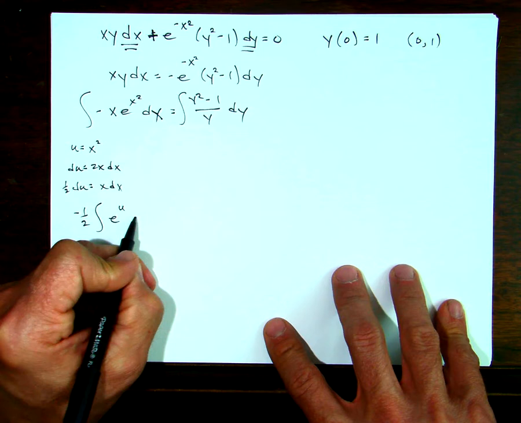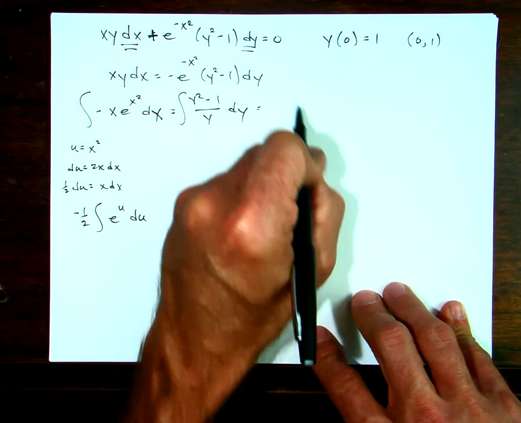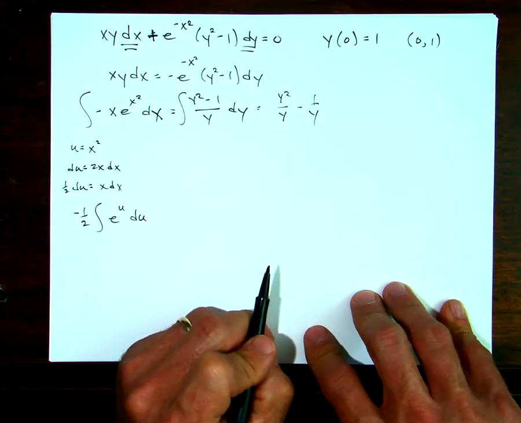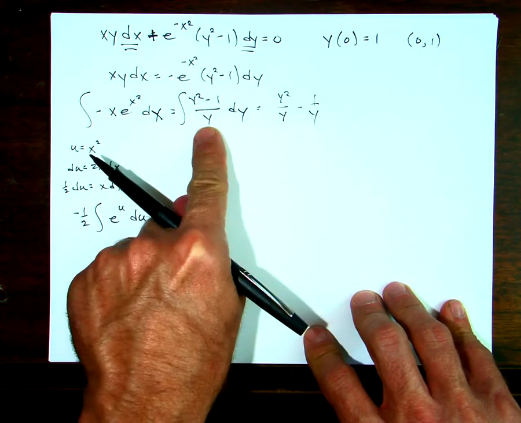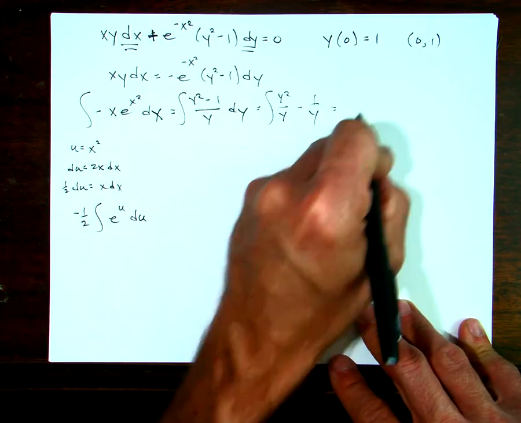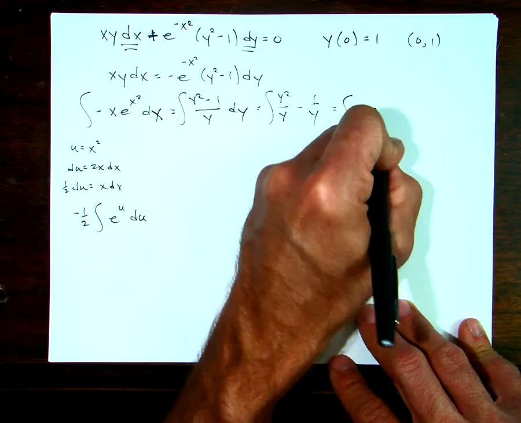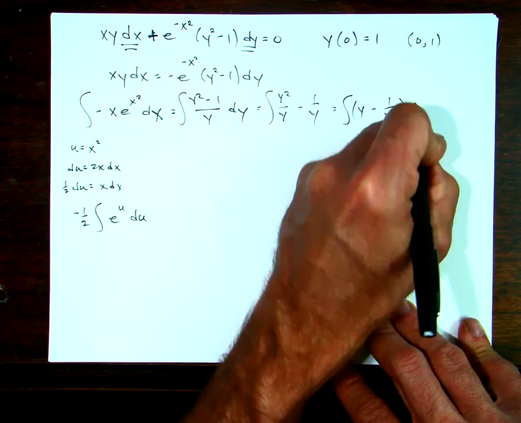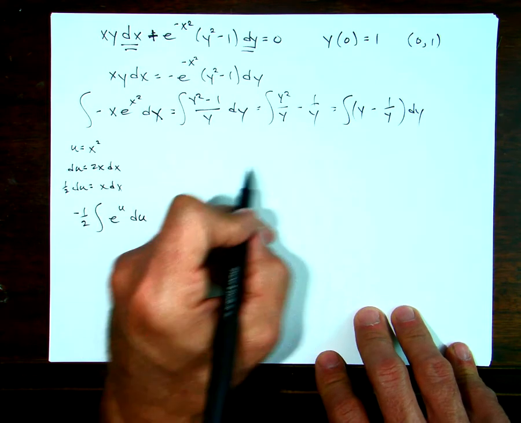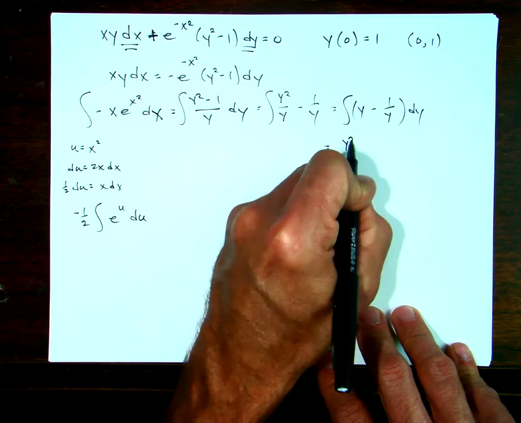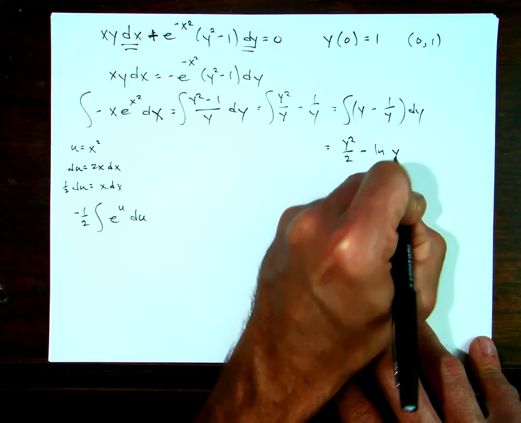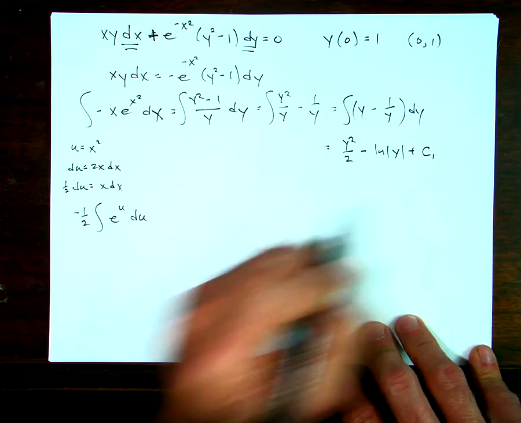On this side, I'm going to rewrite that as y squared over y minus 1 over y. Right? This is this idea of a common denominator in reverse. Separate it. So I'm integrating y squared divided by y, that's y, minus 1 over y, and I'm integrating that whole thing. So I can integrate that term by term. So the integral of y is y squared over 2, the antiderivative of 1 over y is natural log of y, and I'm going to have this c1 factor here.